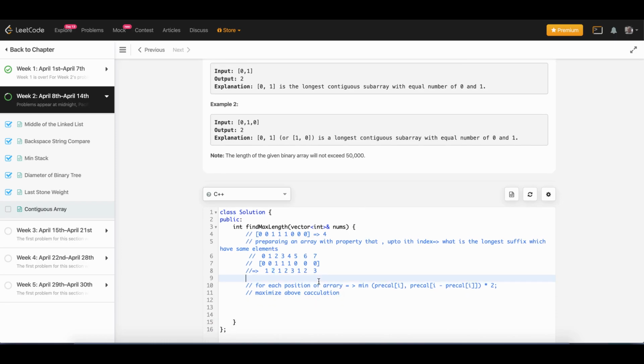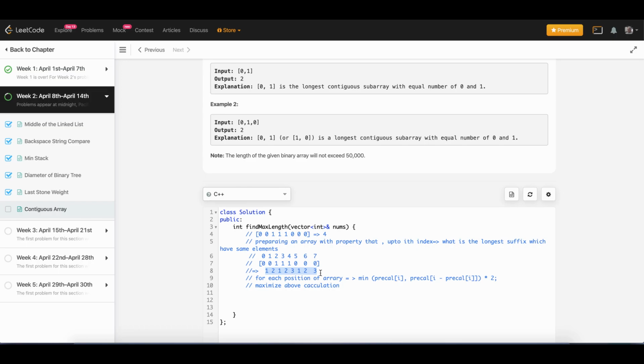So here we are iterating over the array and forming this pre-calculation of the values, and we are calculating the answer for each position, and we are maximizing the answer to get the maximum longest contiguous subarray having equal number of 0 and 1.